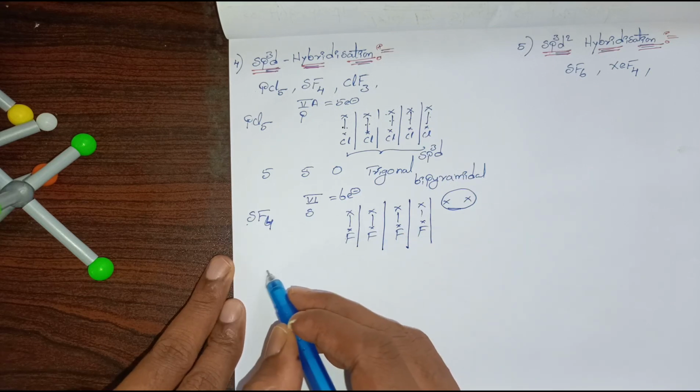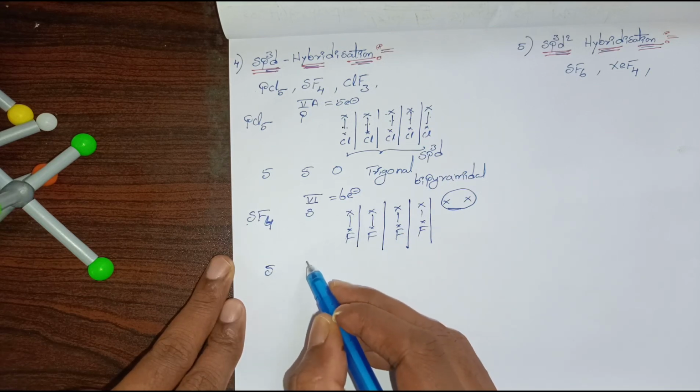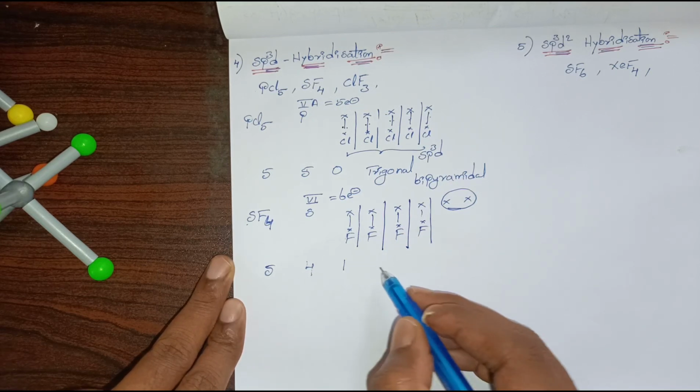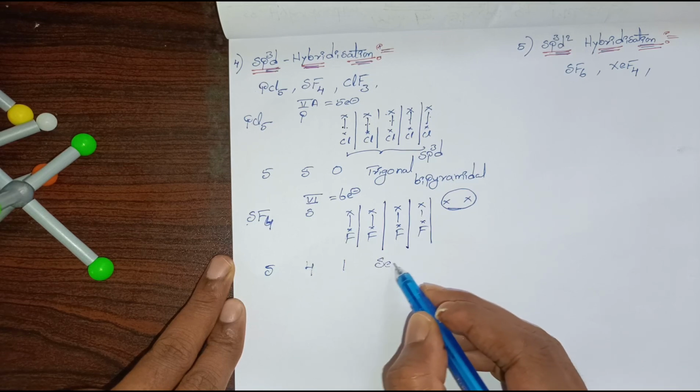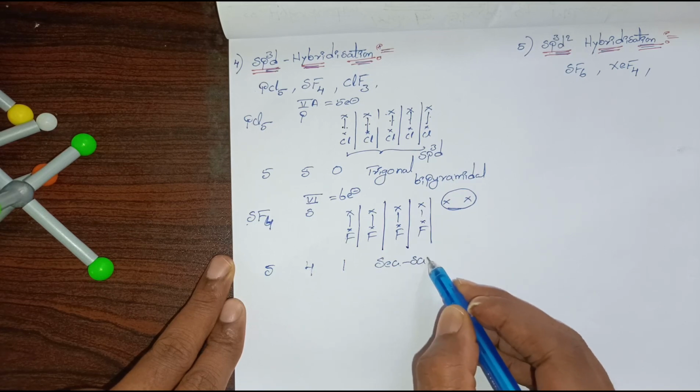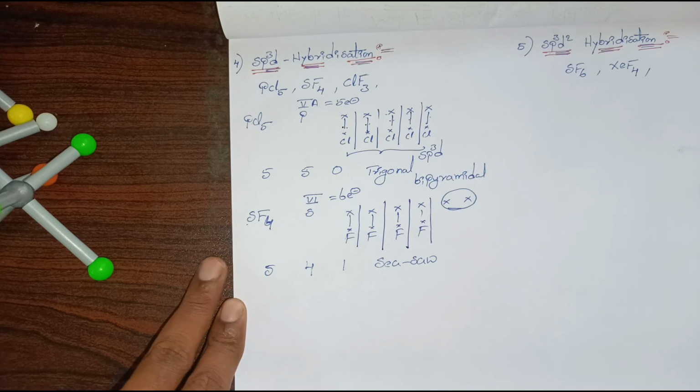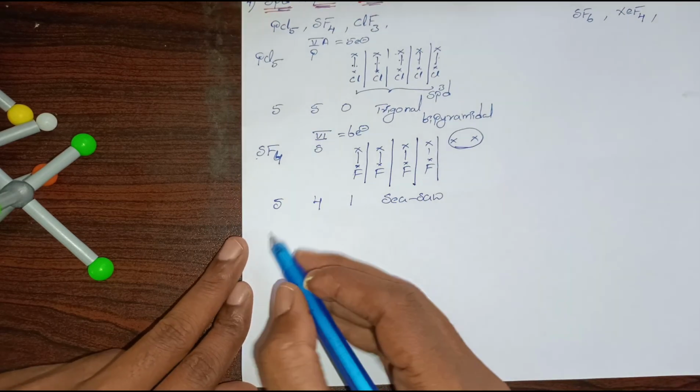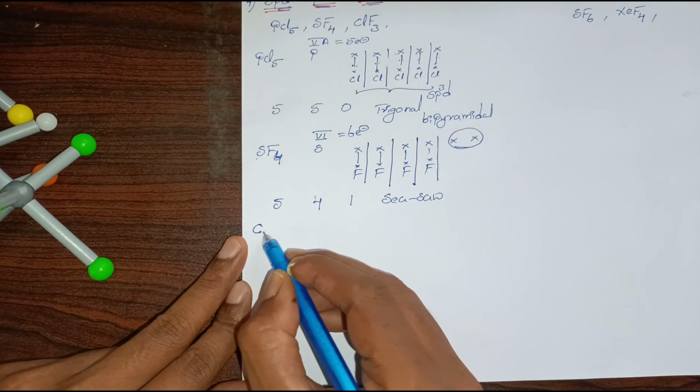Overall, how many pairs here? Five pairs. Bond pairs 4, lone pair 1. In that condition, what is the shape of the molecule? Seesaw arrangement. Next molecule, ClF3.